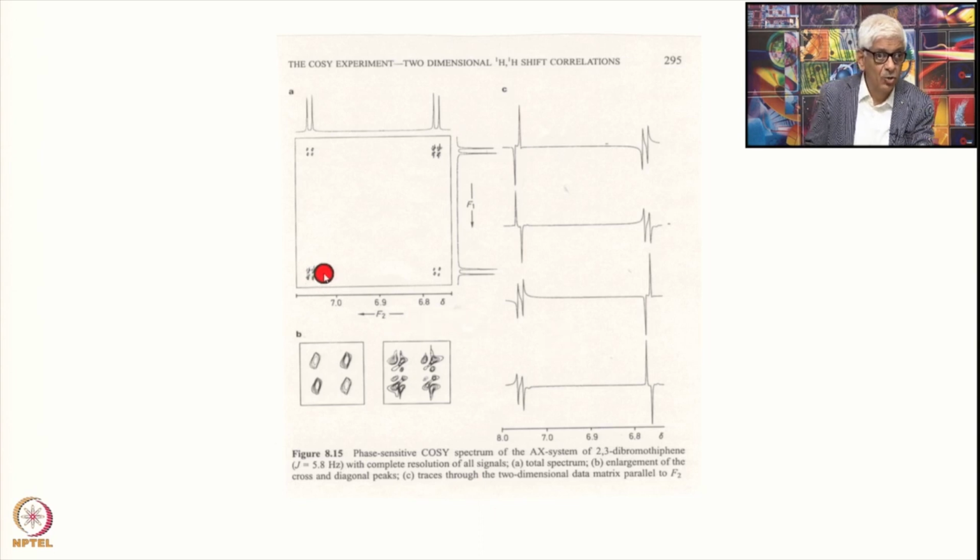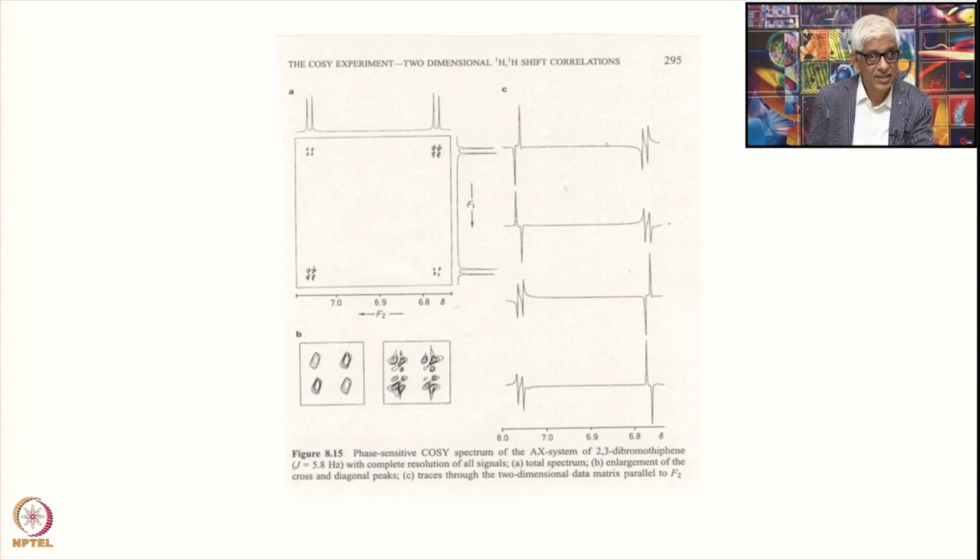So therefore the 2D COSY spectrum of this will have, now you see the 1D spectrum is a doublet and a doublet here, this is a doublet, this is a doublet, the same thing here as well. Now I have the diagonal here, these 2 peaks are the diagonal peaks and these 2 are the cross peaks. So there is a transfer from here to here and from here to here.